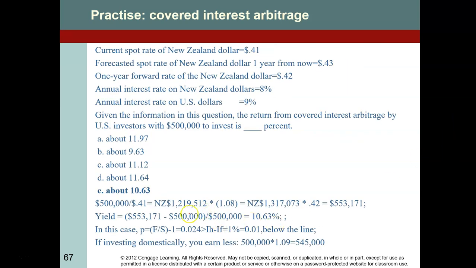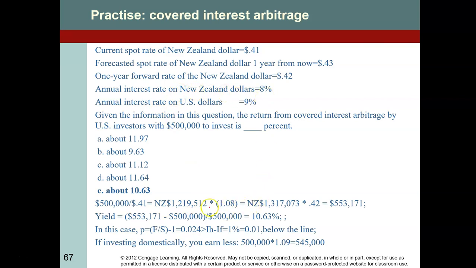Okay, in this case, if we're doing covered interest arbitrage as US investors, we would have to exchange our US dollars first to New Zealand dollars using the current spot rate. And then we invest in New Zealand at the interest rate on New Zealand dollars, 8%. After a year, we would exchange New Zealand dollars back to US dollars using the 1-year forward rate. So we first use our 500,000 capital, divide by the current spot rate, 0.41, so we know we can exchange 500,000 US dollars into 1,219,512 New Zealand dollars.